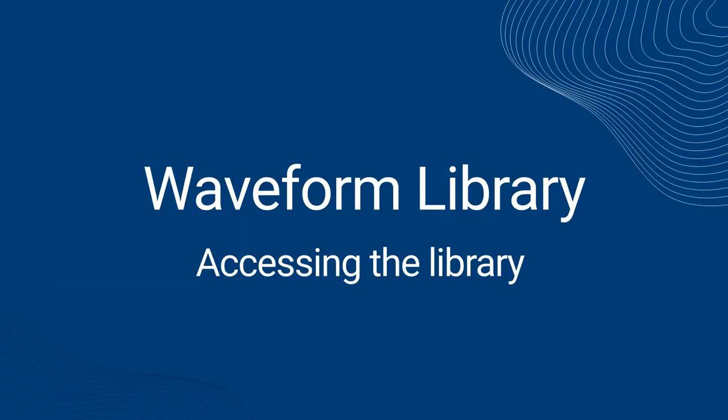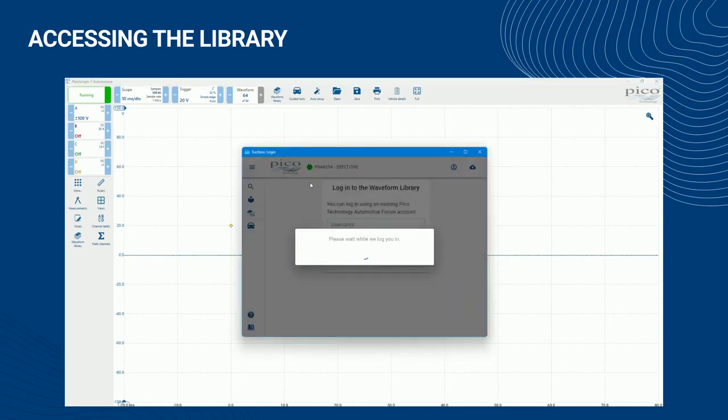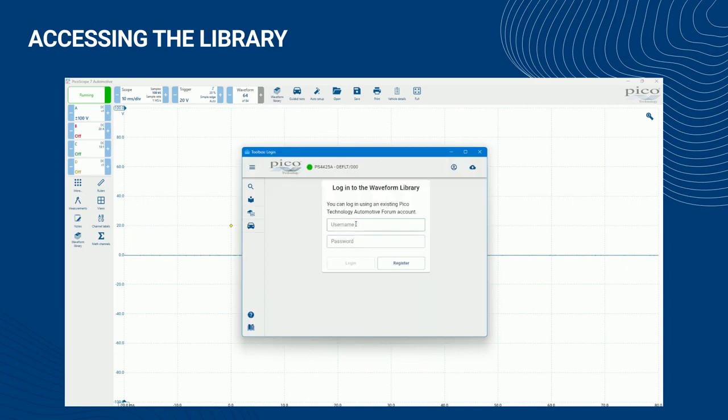Section 1. Accessing the library. Ensure you have the PicoScope Automotive software open and a suitable PicoScope connected to the software. Now click the Waveform Library icon. You will now be asked to log in. Enter your Pico Automotive forum username and password in the respective fields. And then click Login.